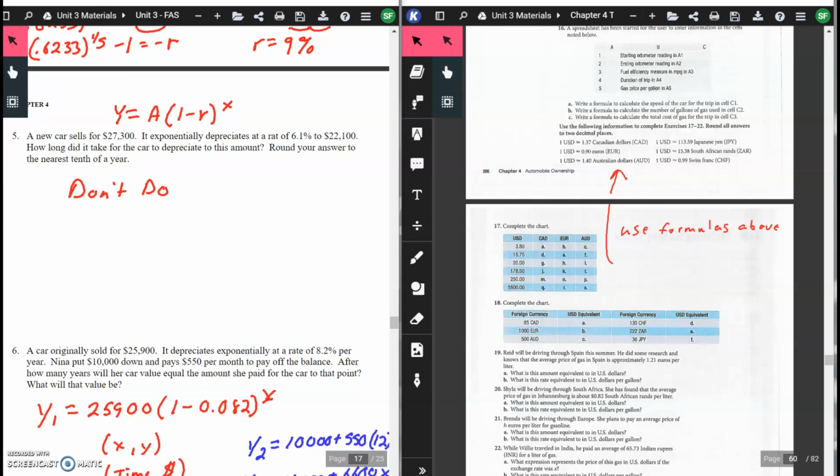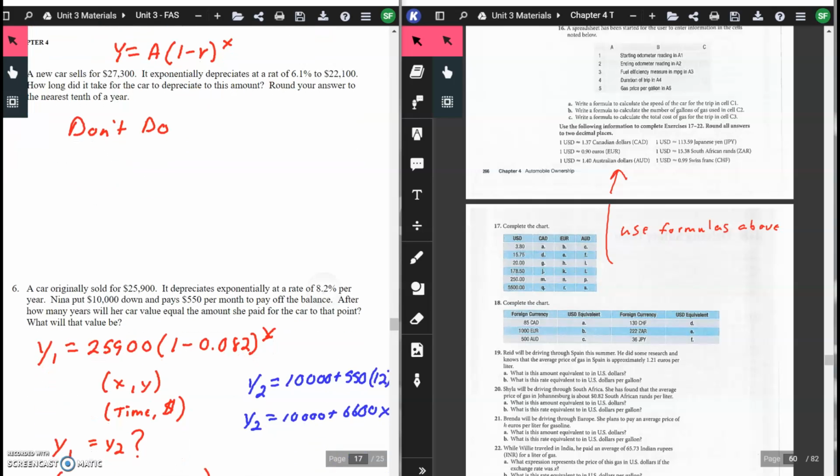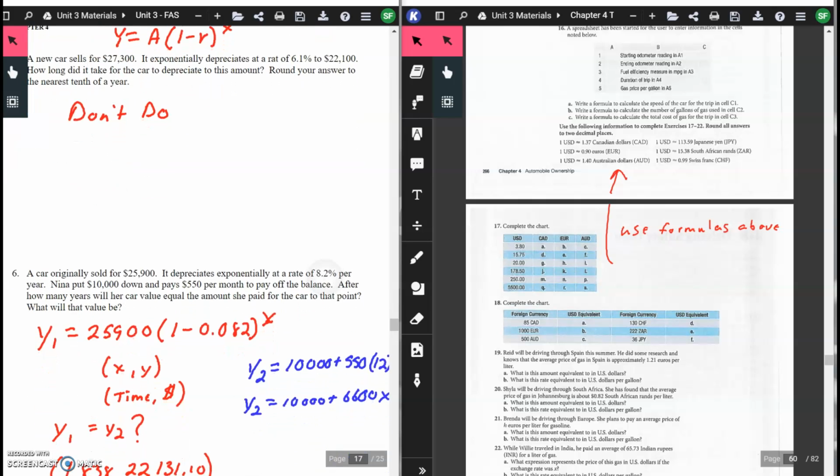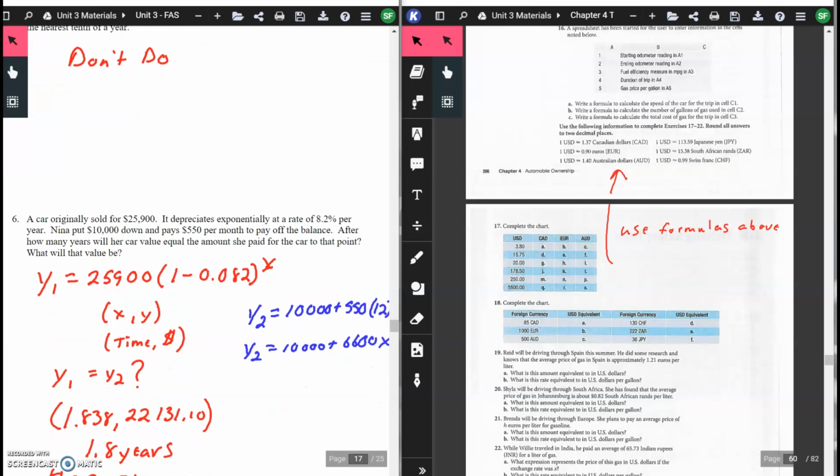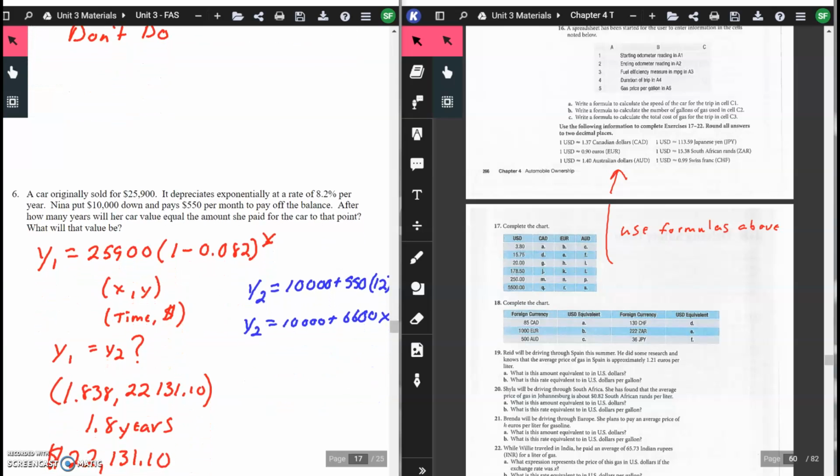Number 5 we are not going to do. But number 6, we're going to use that y equals a times 1 minus r to the x formula again. It says a car originally sold for $25,900. That's your a value. It depreciates exponentially at a rate of 8.2%. That's your r value. And Nina puts down $10,000 and pays $550 per month to pay off the balance. After how many years will the car value equal the amount she paid for the car to that point?